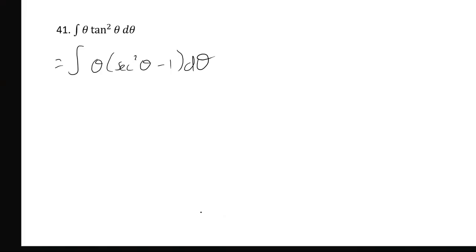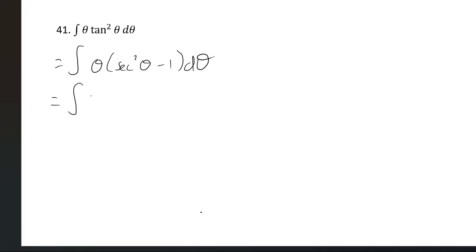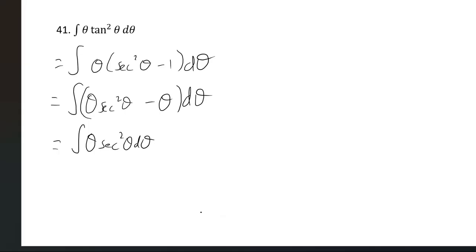Or maybe I should change this guy to secant squared minus 1. Maybe that will help me out, actually. Okay, remember that trig identity, the Pythagorean identity? Once we do that, we have the integral of theta secant squared theta minus theta d theta. This I'll leave alone. The next one will just be half theta squared, plus c, we can write that now.